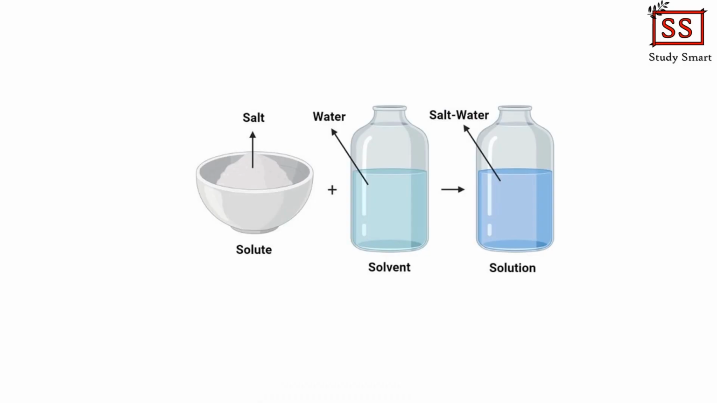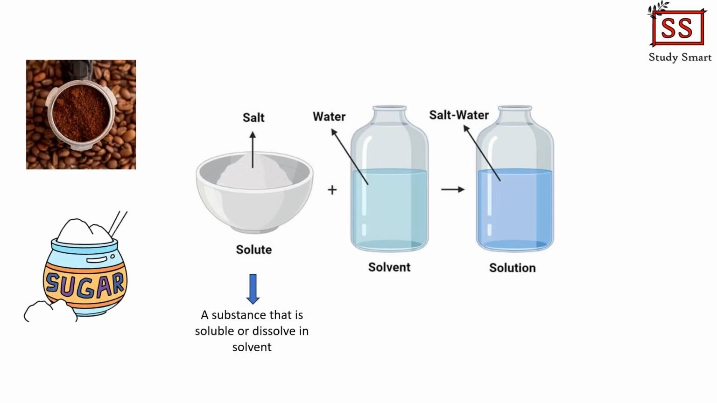First of all, we need to know what is solute, solvent and solution. Solute is referring to a substance that can dissolve in a solvent. Can you think of an example of solute in your daily life? Yes, sugar and coffee powder are types of solute that we encounter on daily basis. They can easily dissolve in your morning cup of coffee.